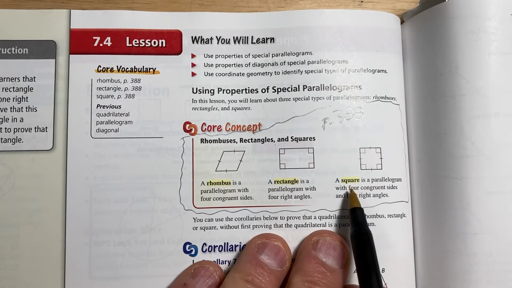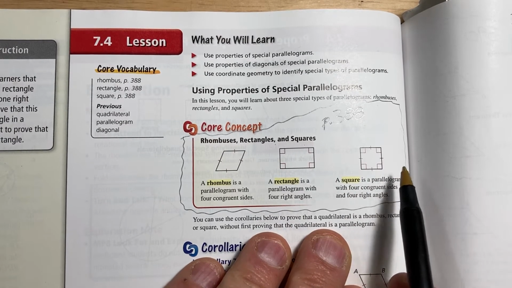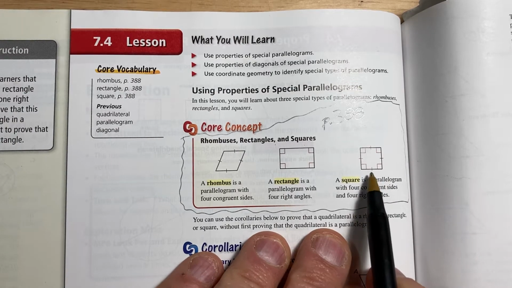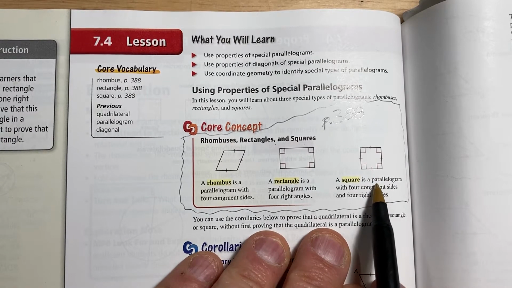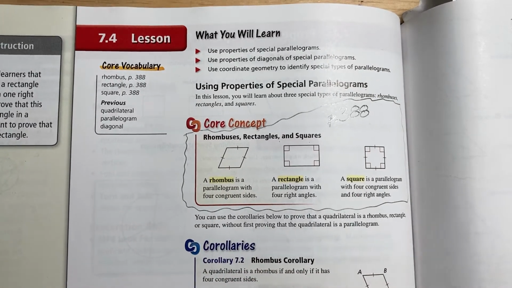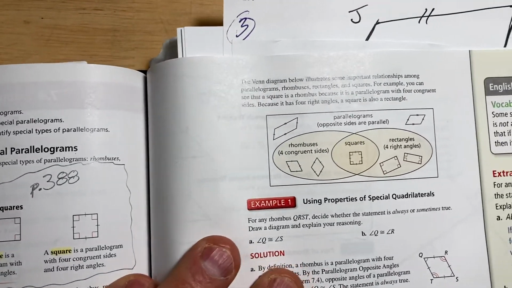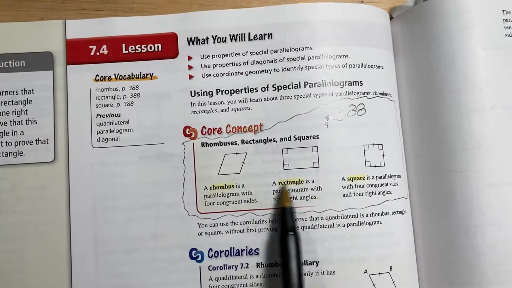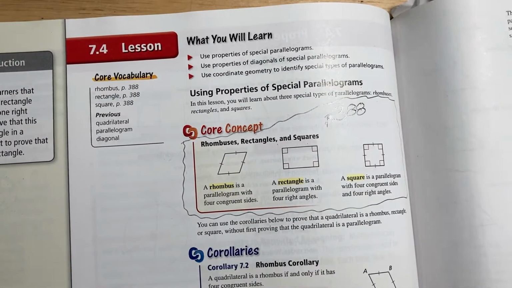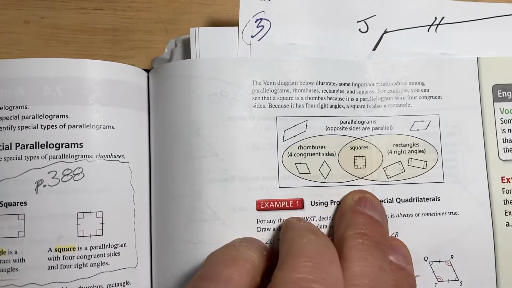A square is a parallelogram with 4 congruent sides and 4 right angles. A square is not only a parallelogram, but it's also a rectangle and it's also a rhombus. That's the most precise one, a square. In fact, by the way, this needs to be put in your notebook, page 388. Rhombus, rectangle, square. Okay.